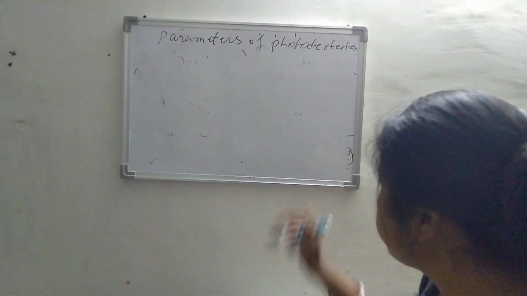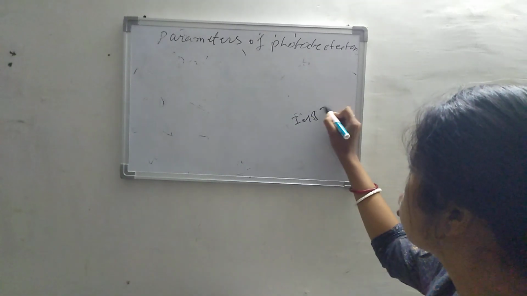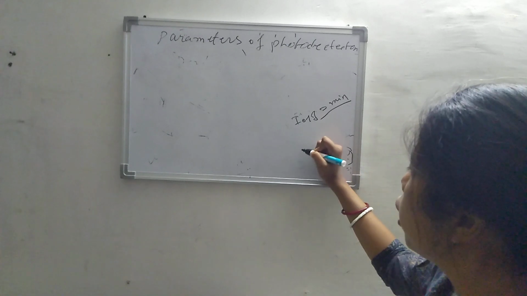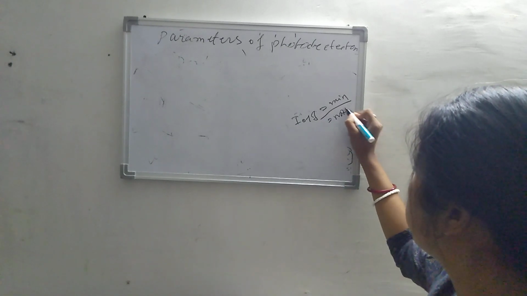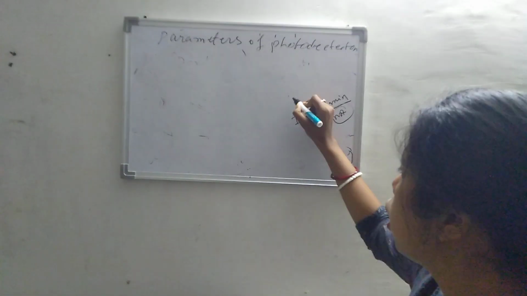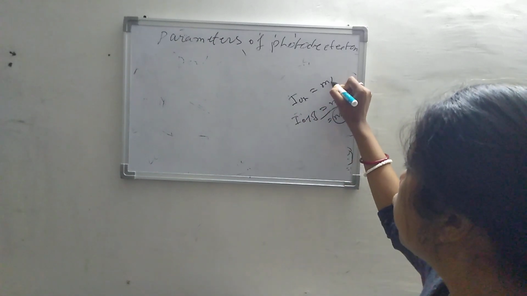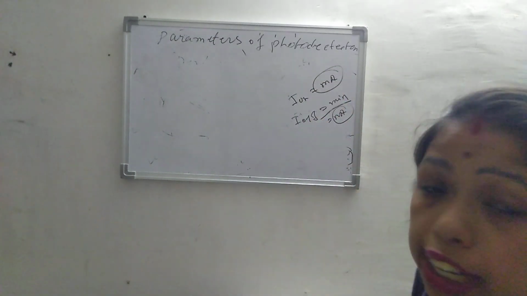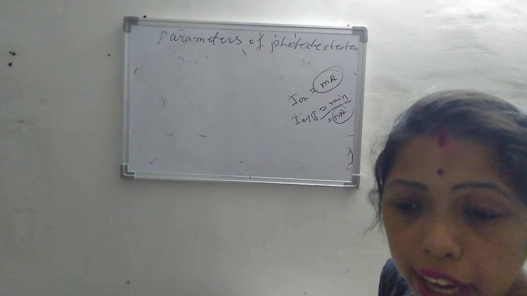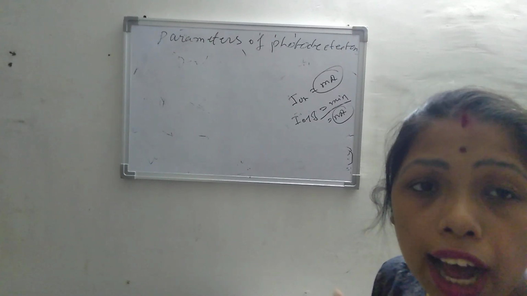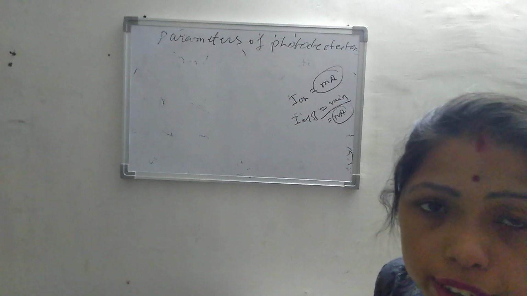So the I_off should be minimum, in the nanoampere range, and your I_on will be in the milliampere range, so that you will get a high signal to noise ratio: less dark current, less noise, and high photocurrent.